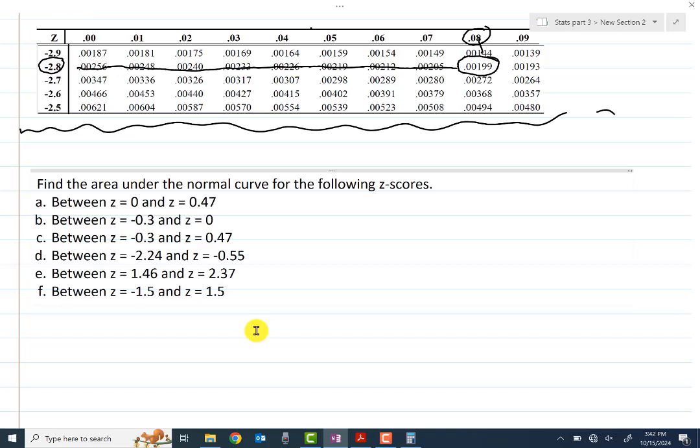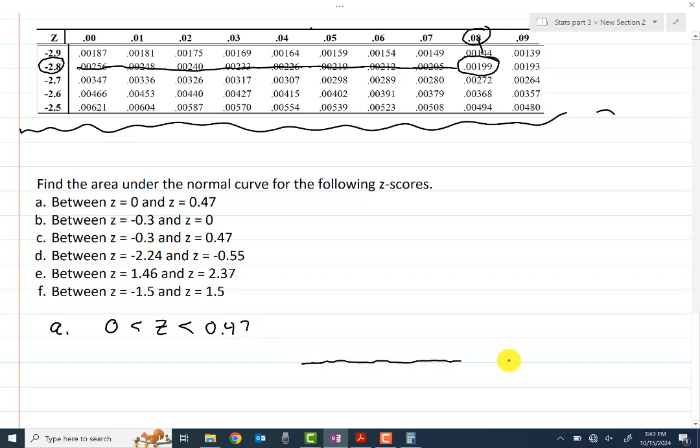Now we have a different style of problems to work. These are problems between two Z values. So let me start with A. Here, when they put between Z equals 0 and Z equals 0.47, we can actually write this: Z is going to be in between 0 and 0.47. That's the area that's going to be shaded.